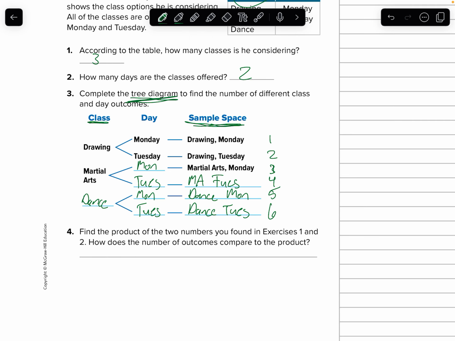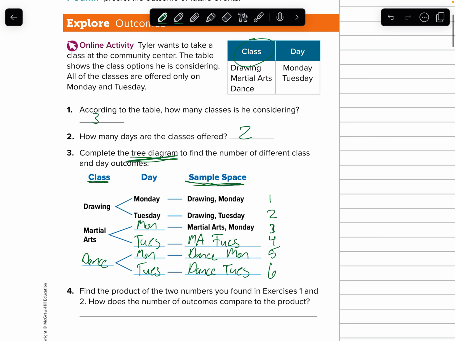So when we look at number 4, saying find the product of the 2 numbers you found in exercise 1 and 2, how does that number compare to the outcomes? Well, let's see. There were 3 options in 1, 2 options in 2. That is going to be 3 times 2, which is 6. How many outcomes did we find in step 3? Again, we found 6 options. It is the same.